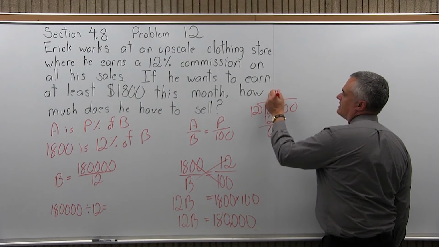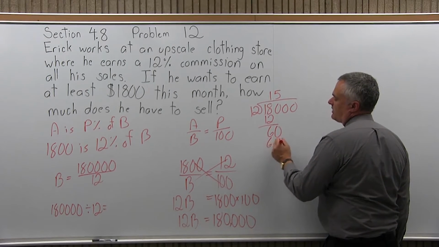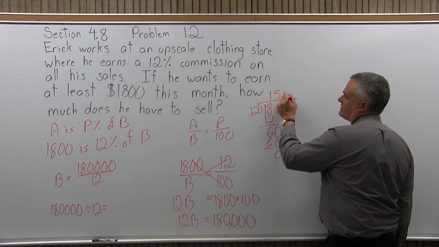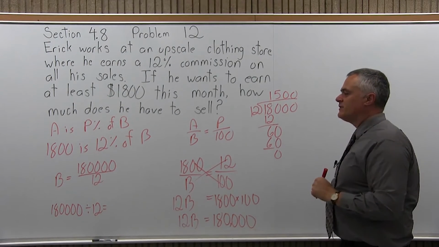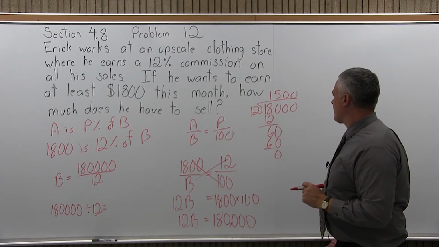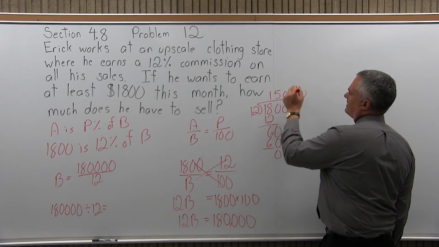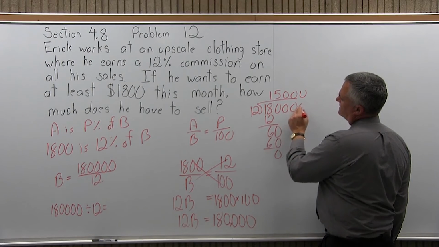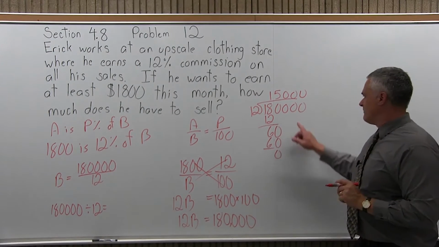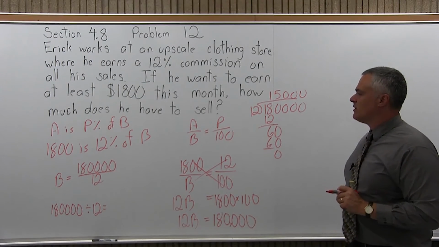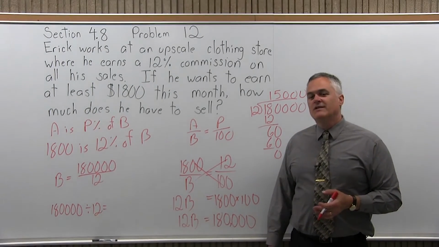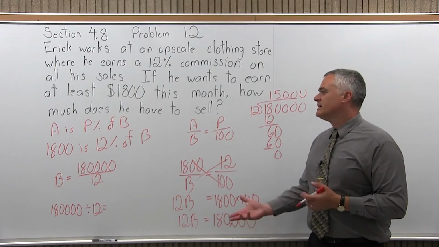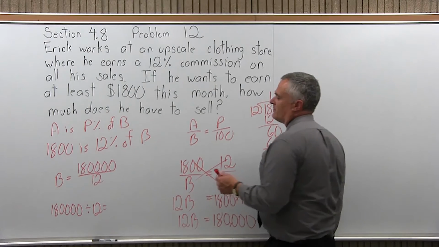12 goes into 6 5 times. 5 times 12, 60. Remainder is 0. So the other zeros will give you 0. So 1,500. Oh, I should add one more 0. 15,000. So 100. Oh, that's why. I need an extra 0 under the division. So if he sells $15,000 worth of clothing, he'll get his $1,800 commission.